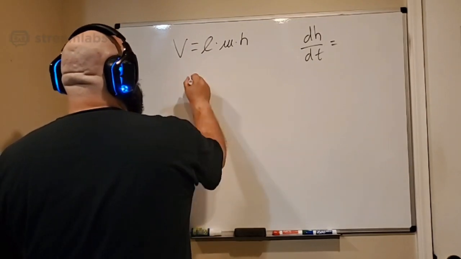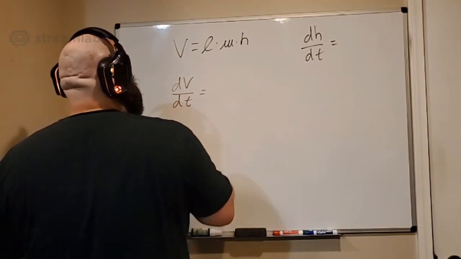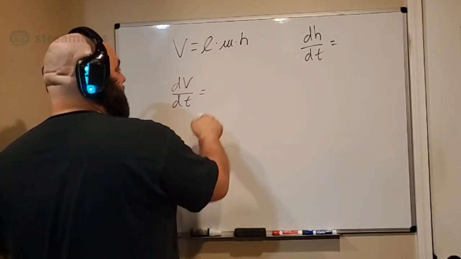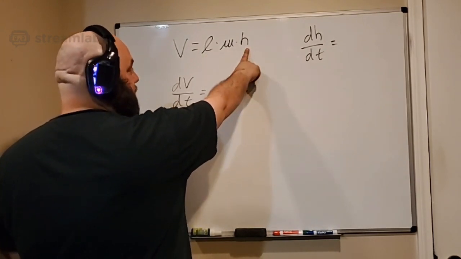So take the derivative of the left-hand side. I'm going to assume by now everybody knows that's dV/dt. Derivative of the right-hand side, L and W are constants. The only variable is h. So this becomes L times W times dH/dt.